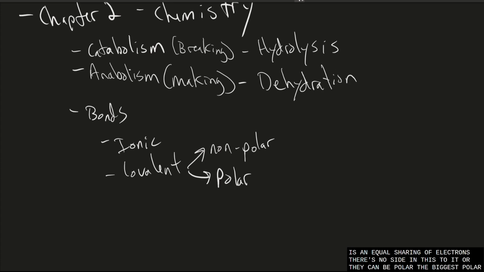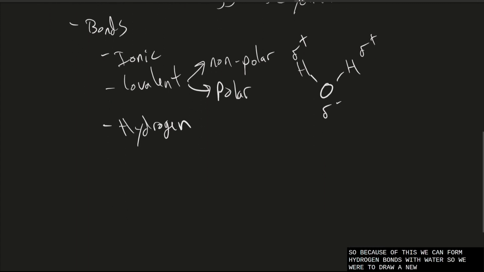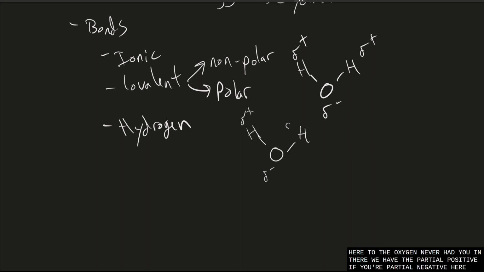The biggest polar molecule here is water. So oxygen is very electronegative, so it has a partial negative charge on it. Hydrogen here is a partial positive. So because of this, we can form hydrogen bonds with water. So if we were to draw another water molecule down here, we would draw the hydrogens right here, and then down here to the oxygen, another hydrogen there. We have the partial positive here, partial negative here, partial positive here. Opposite charges attract. Now, this isn't as strong as an ionic bond. So we draw a little dotted line right here. I know it's hard to see. This represents a hydrogen bond.